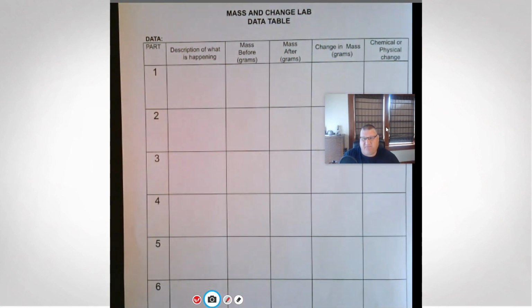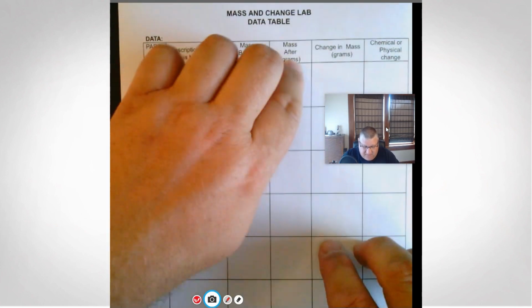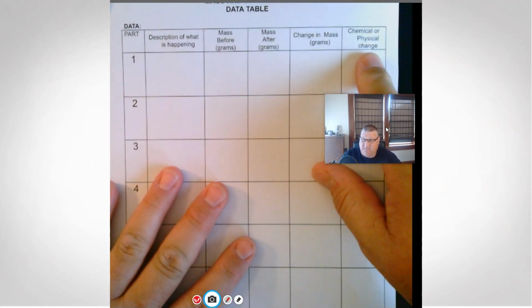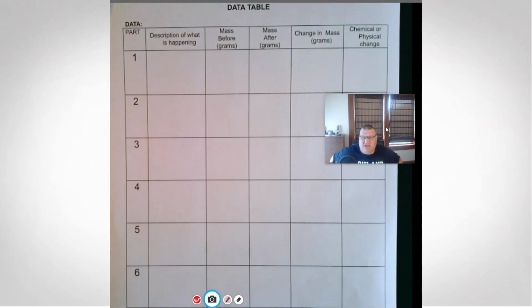Okay? So make sure you get that information. Then finally, last column, chemical or physical change. You have to make the decision and you have to write that out. Okay, so it's basic worksheet stuff, but I also wanted to go through it with you so you knew exactly what you're up to.